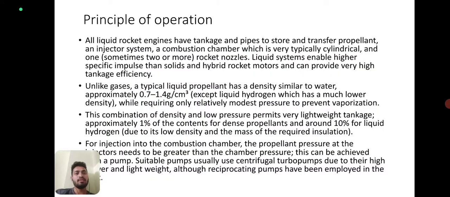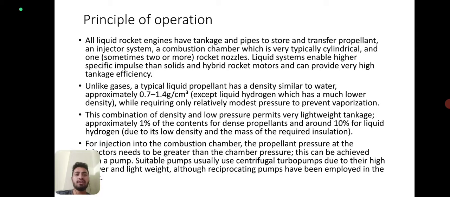Principle of operation: all liquid rocket engines have tankage and pipes to store and transfer propellant, an injector system, a combustion chamber which is very typically cylindrical, and some rocket nozzles. Liquid systems enable higher specific impulse than solids and hybrid rocket motors, and can provide very high tankage efficiency.